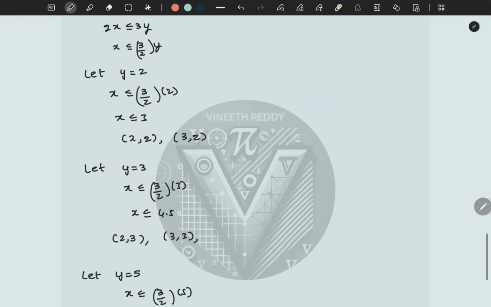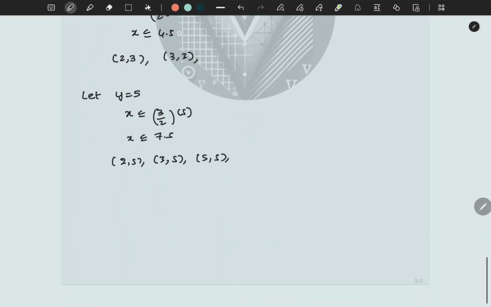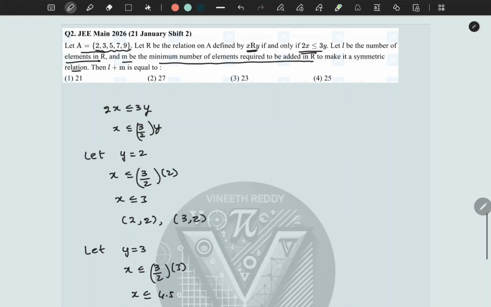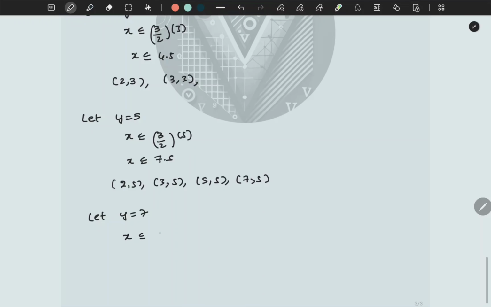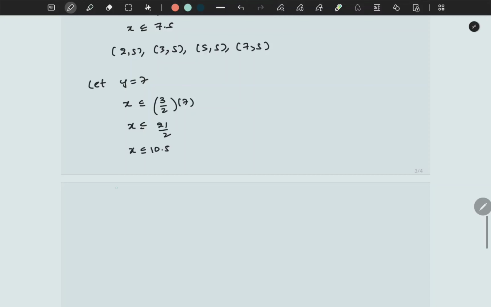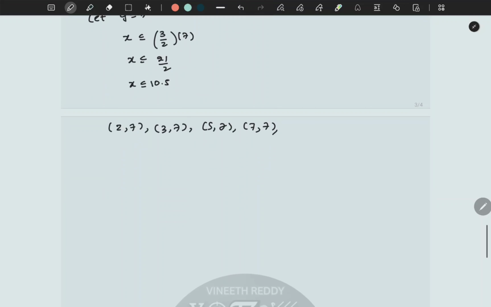That means x can be 2, 3, 5, and 7, so (2,5), (3,5), (5,5) and (7,5) can be present. Now let y equal 7. If y equals 7, then x should be less than or equal to 3/2 times 7. That means x should be less than or equal to 21/2, that is 10.5. That means (2,7), (3,7), (5,7), (7,7) and (9,7) will all be present, because x should be less than or equal to 10.5.